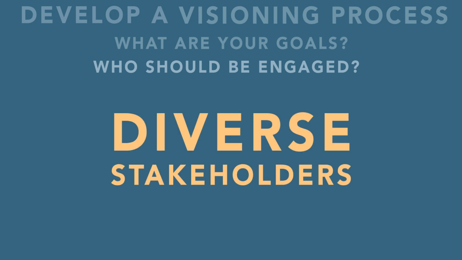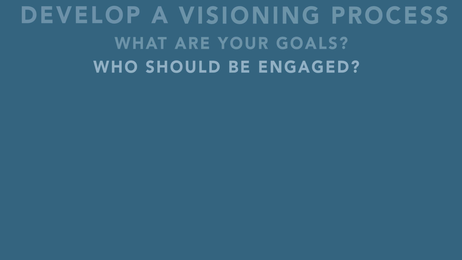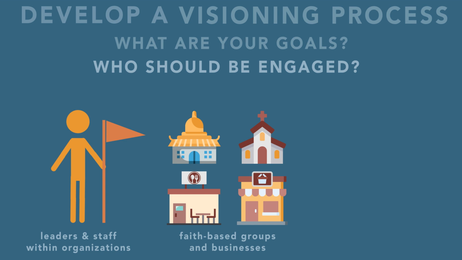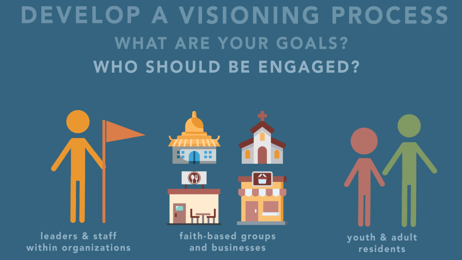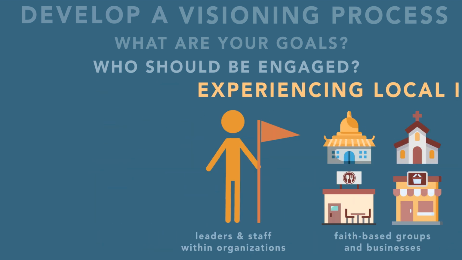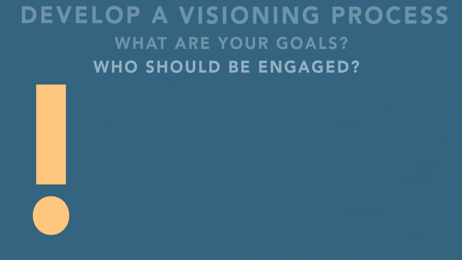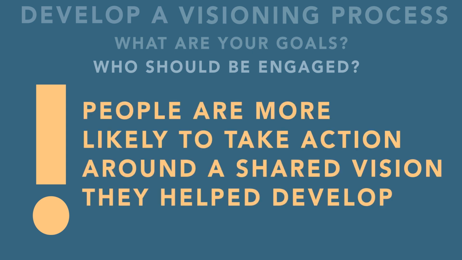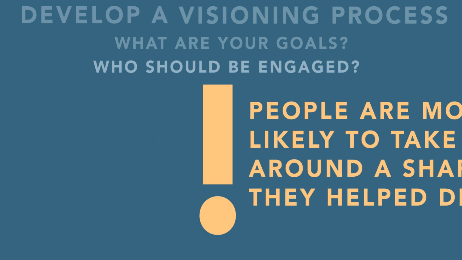Effective visioning engages diverse stakeholders across the community. Think cross-sector leaders and staff within organizations, community supports like faith-based groups and businesses, and youth and adult residents. A visioning process can help traditionally excluded people feel included in their change efforts, especially if you focus on recruiting those experiencing local inequities. Engaging these diverse stakeholders is important, as people are more likely to take action around a shared vision they were involved in developing.